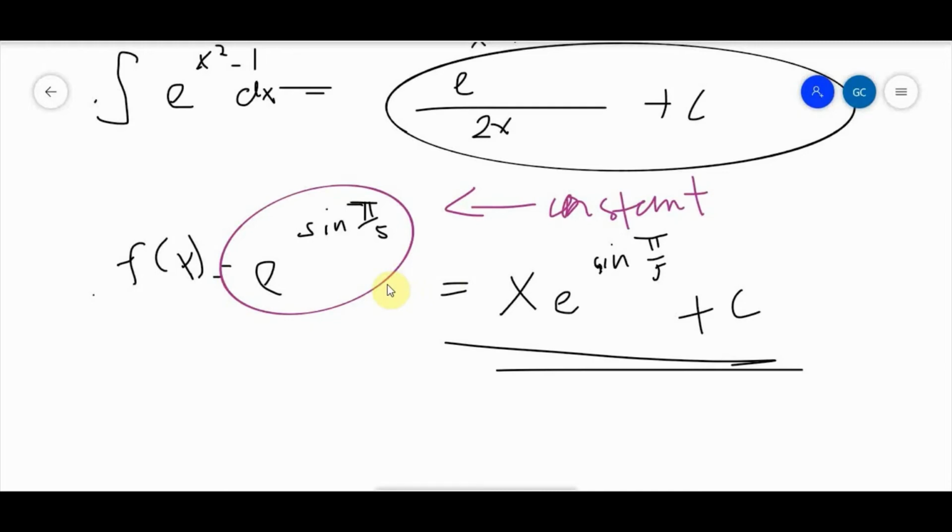So in integrating a constant, we simply copy the constant and then add the respective variable. It's either x, y, z, depending on the given problem. So that is how you integrate exponential functions.